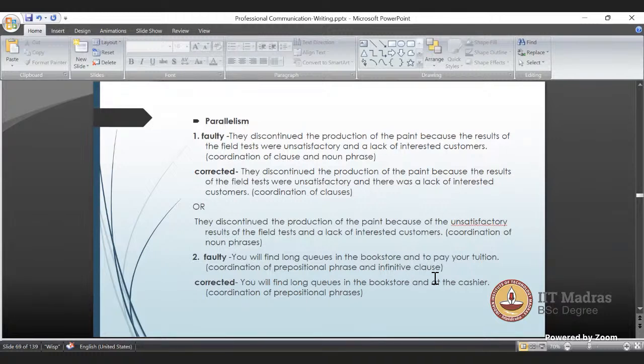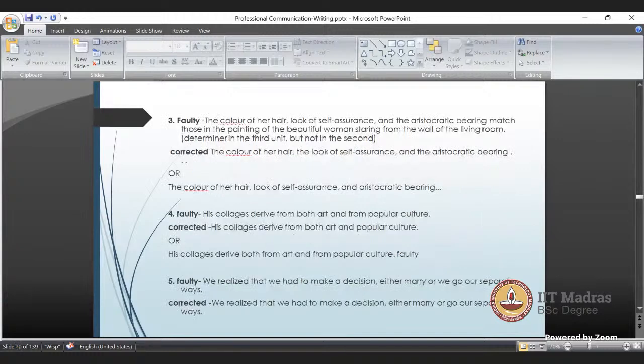That's about parallelism. You can see several examples of these. The second one is an example of the parallel structure between prepositional phrases. In the previous sentence, the first sentence, you have one as a prepositional phrase and the other one as an infinitive clause. You will find long queues in the bookstore. That's the prepositional phrase. And to pay your tuition, infinitive clause. So since parallelism is only between identical grammatical components, you changed in the second sentence both to prepositions, or you can change both to infinitive clauses. Both are allowed. Right? So anything that is striking and needs your attention, we'll maybe just discuss that.